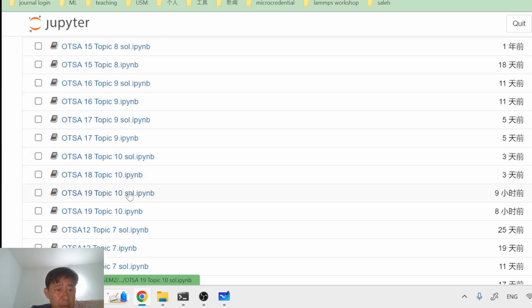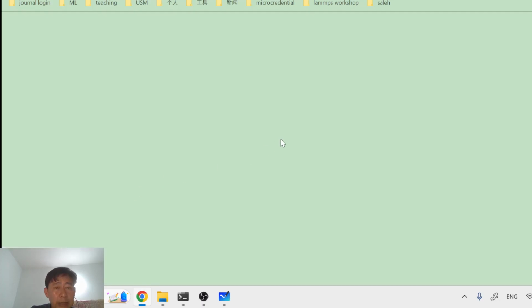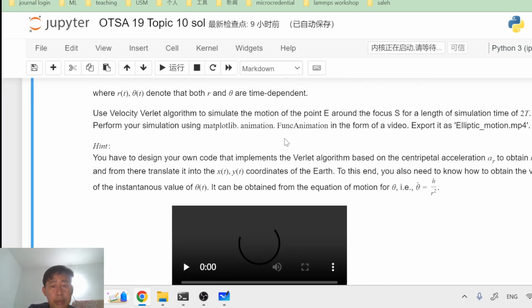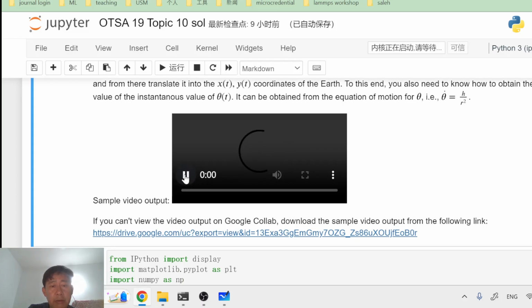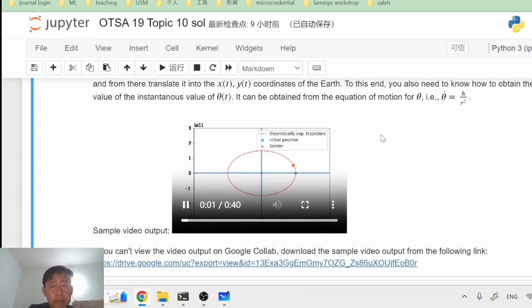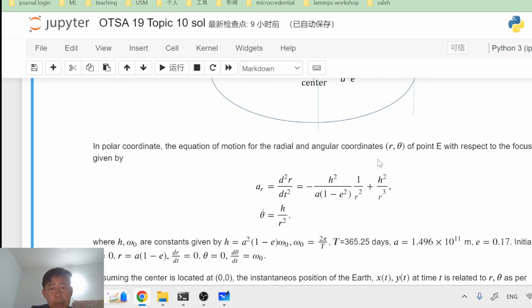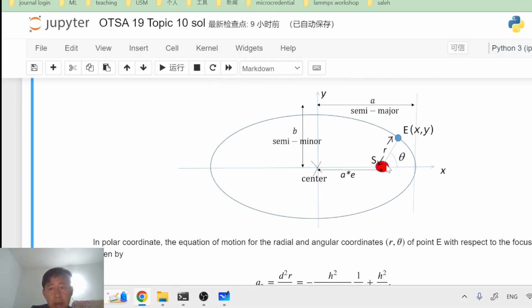Assignment question 19 is a simulation of an orbit, which is an elliptical orbit. So here, the simulation should produce a result that looks something like this, which is an elliptical orbit. The elliptical orbit is a result of what I call a central force acting on the particles. So here I give you the equations of motion that describe the r and theta variables of an object.